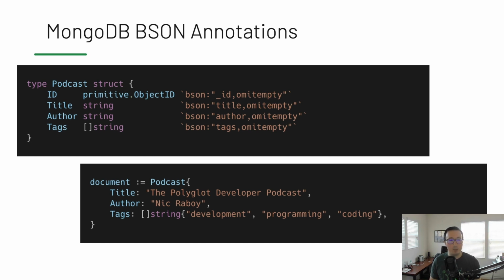So for this example, maybe we create a data structure called podcast. We give it each of the fields that we can use. In this case, ID is a primitive object ID, and we map them to particular document fields that would exist in the database. So for example, title in bson, even though it matches title for the native Go data structure field, they can easily marshal and unmarshal between the different formats. The bson annotation doesn't need to match the field name. It's just coincidence and convenience that I've named them the same.